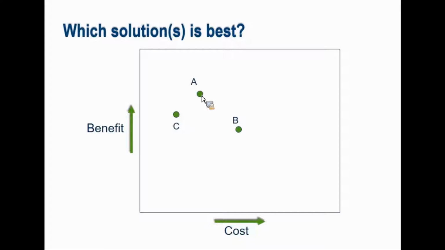It depends on what benefit we are going for, or how much money we have to spend. So the answer here is the best solutions would be A and C. It depends, but which one would we throw out? Probably B is the one we would throw out.